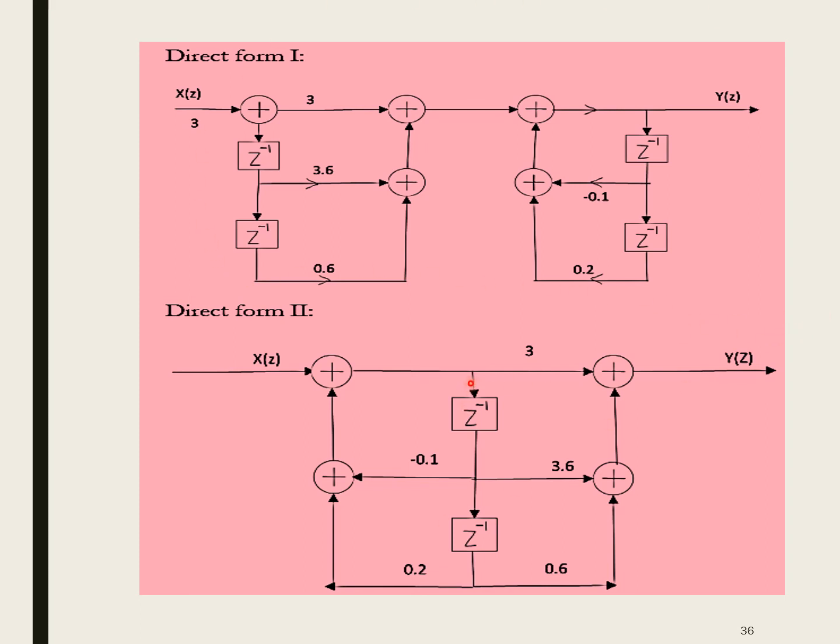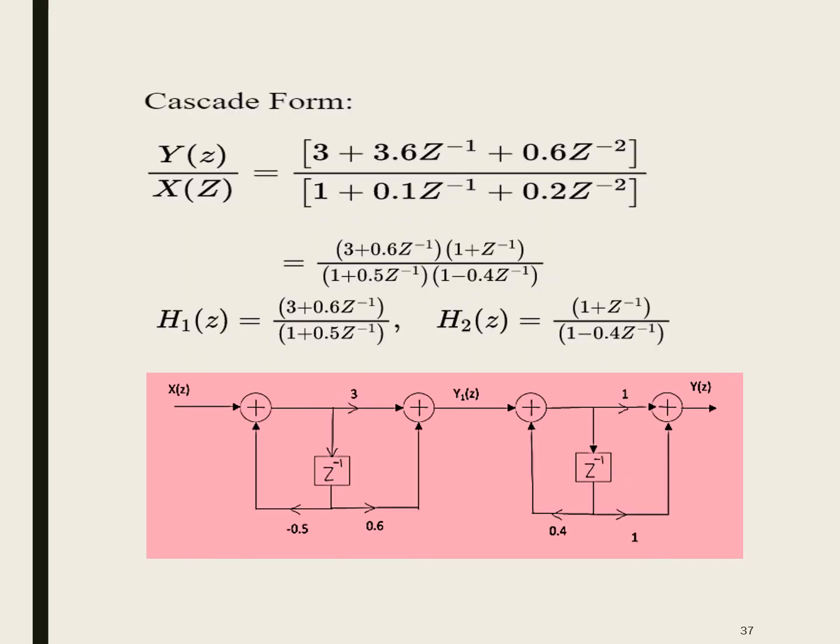Now direct form 2, the same procedure. Hope you remember W of z by X of z, into Y of z divided by W of z. So using that procedure, we can obtain the direct form 2 structure like this.